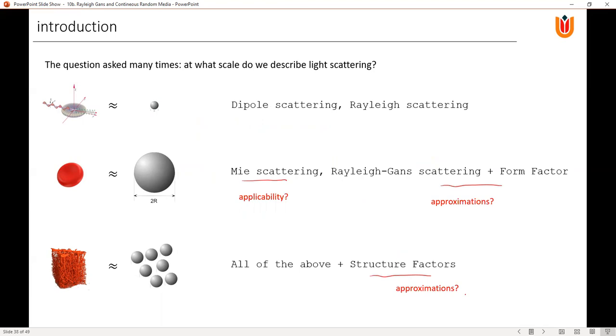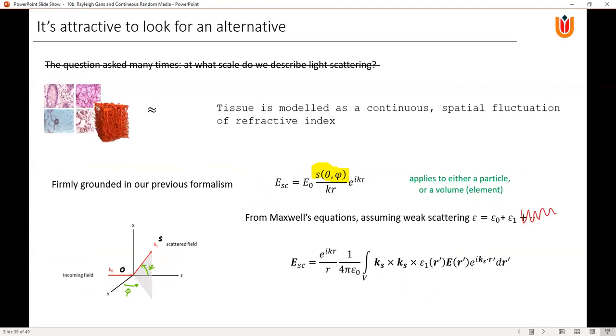The applicability of scattering theory is of course a little bit questionable, because scatterers in tissue are not spheres, and also if we look at form factors or structure factors, they are all approximations, and every step that we need to take, there was an approximation. So in the end, we take many approximations. So with the standard approach, there is enough uncertainty.